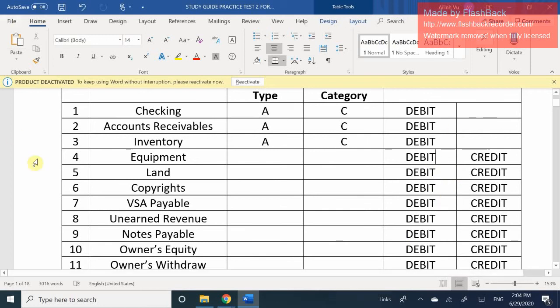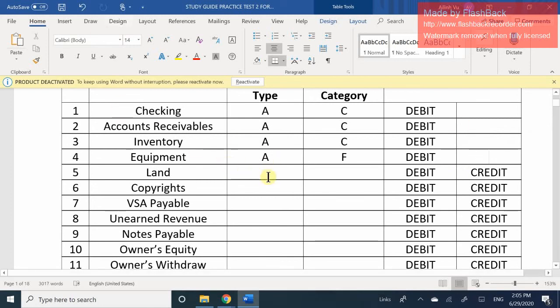What is equipment? It's an asset. But what kind of asset? It's fixed. It is a fixed asset because it falls under the category of property, plant, and equipment, PP&E. And it has a debit balance. It's a debit balance because we own it. All right, good.